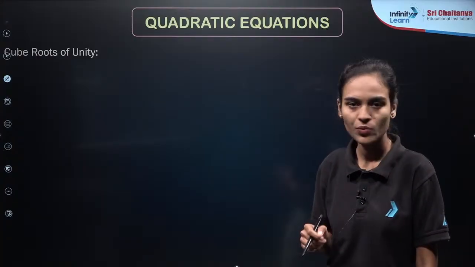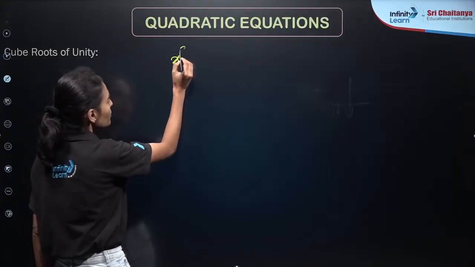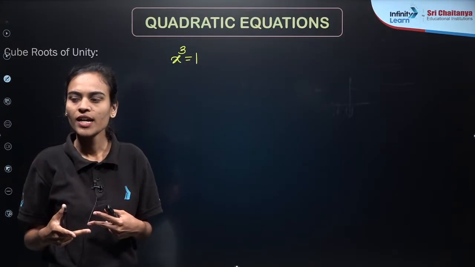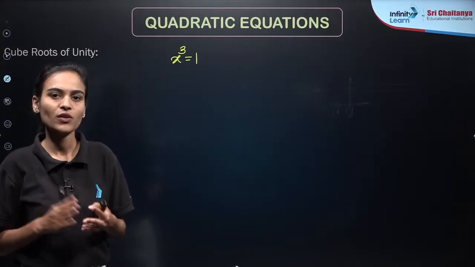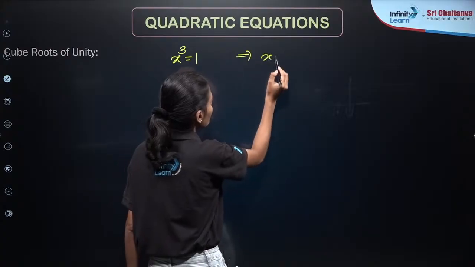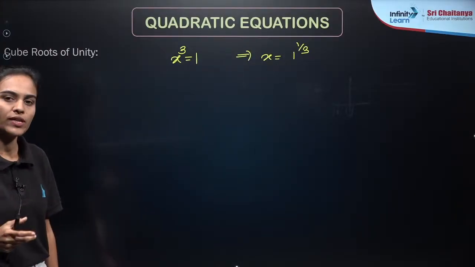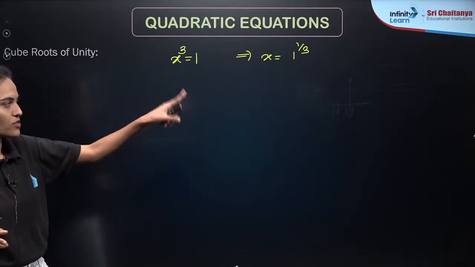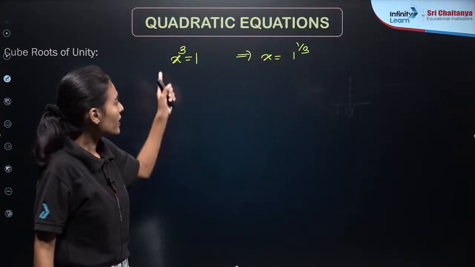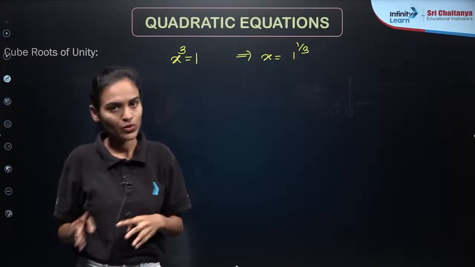Next comes cube root of unity. Cube root of unity is nothing but, whenever you have solutions for x cube equal to 1, all the possible solutions for x cube equal to 1 are called cube roots of unity. Why? Because if x cube is 1, you will get x as 1 power 1 by 3, raising power both sides by 1 by 3. So this is cube root of 1, cube root of unity, which is your x. So x cube equal to 1, how many solutions does it have? Those all solutions are called cube roots of unity.